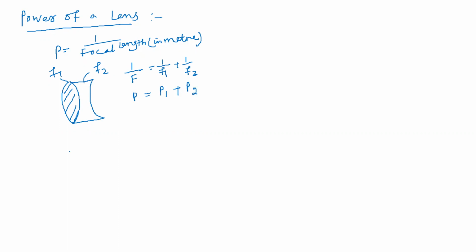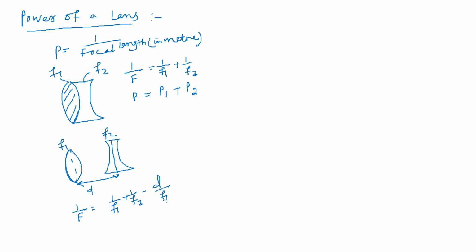In the same question, student, let the two lenses be placed some distance apart. This is a convex lens and this is another concave lens. Let the separation between them be d. This has focal length f1, this has focal length f2. So 1 by f is equal to 1 by f1 plus 1 by f2 minus d by f1 f2. Remember the formula, we'll do some numericals of this. So the combined power is P is equal to P1 plus P2 minus the distance between them d into P1 P2.